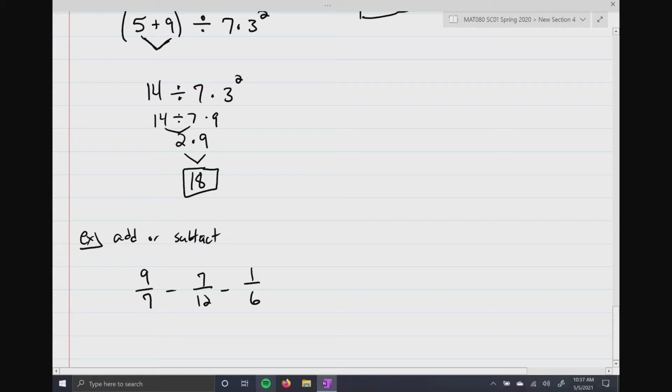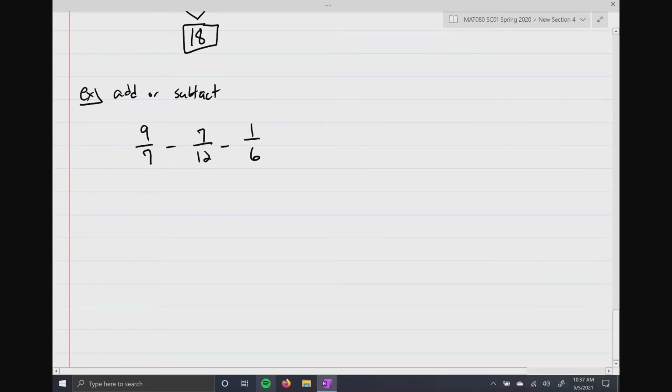So we have to add or subtract 9 over 7 minus 7 over 12 minus 1 over 6. So how would I do that? Can we do it long ways? What do you mean by long ways?